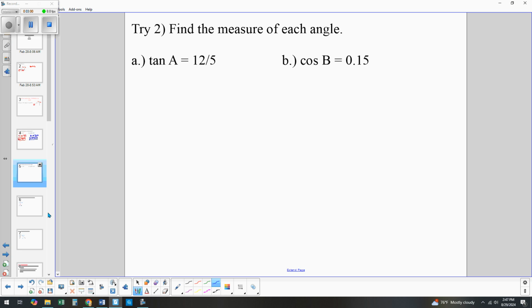So this is some for you to try. Pause if you'd like. The answers are posted online.